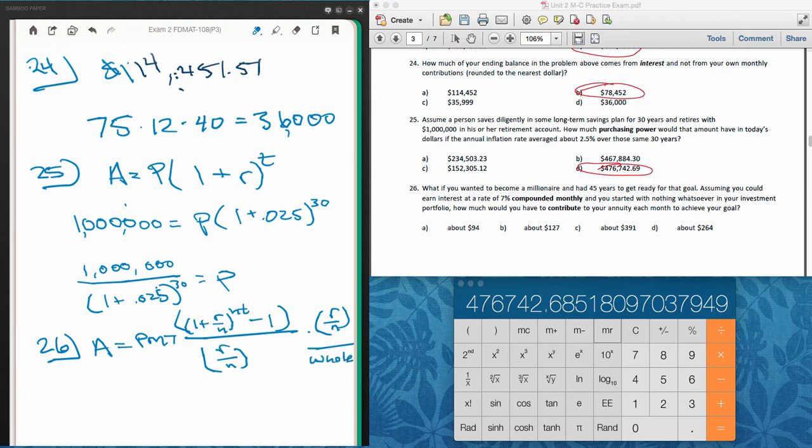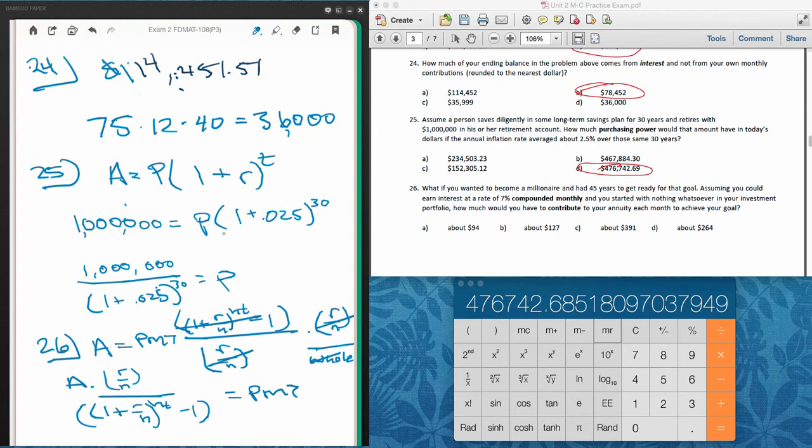I could retype it out, but I'm just going to say that cancels out with that, cancels out with that, and I'm left with the payment. So A times R over N, over 1 plus R over N raised to NT minus 1, is equal to my payment. And so there's a formula that will help me calculate my payment.